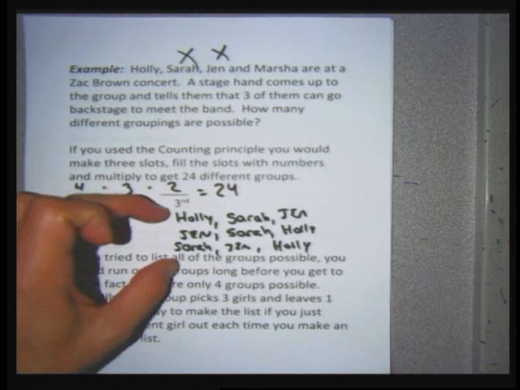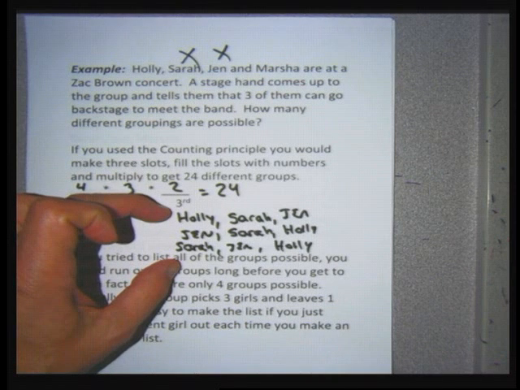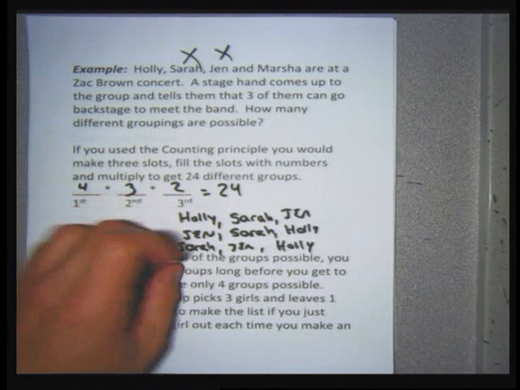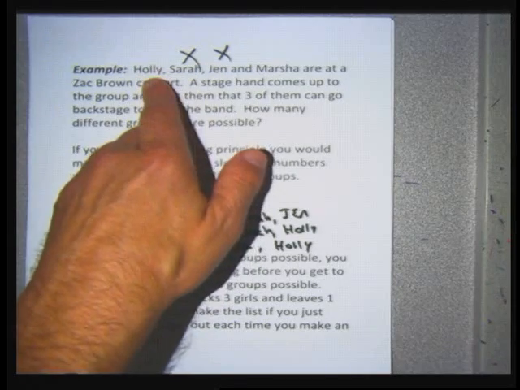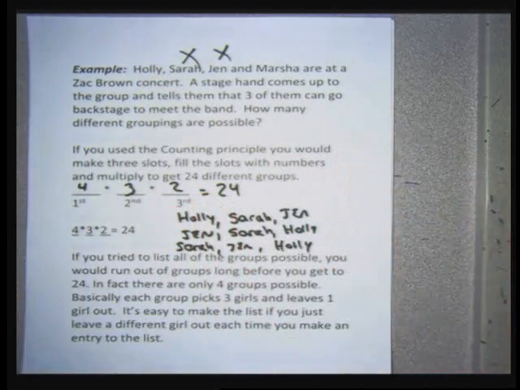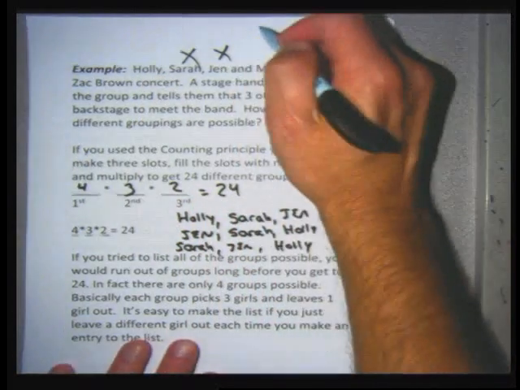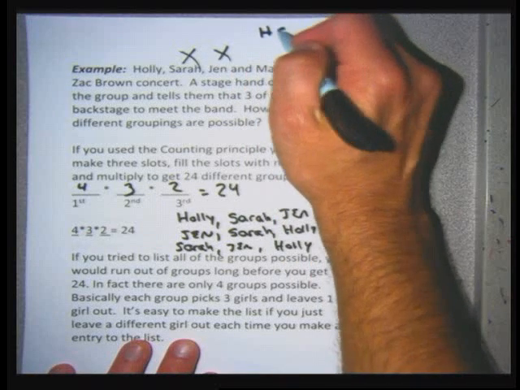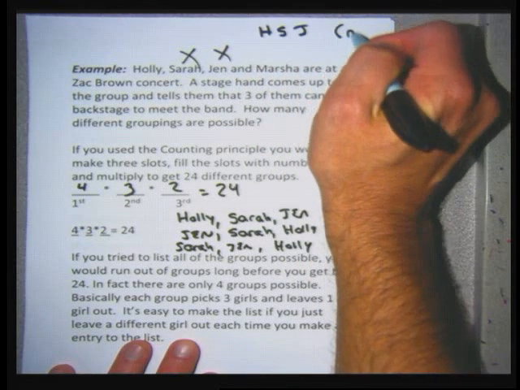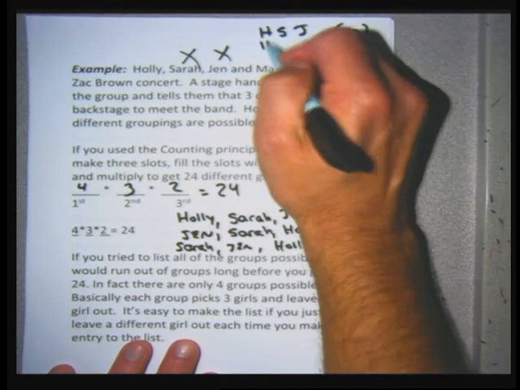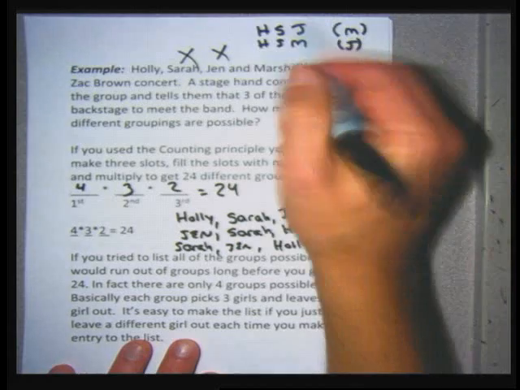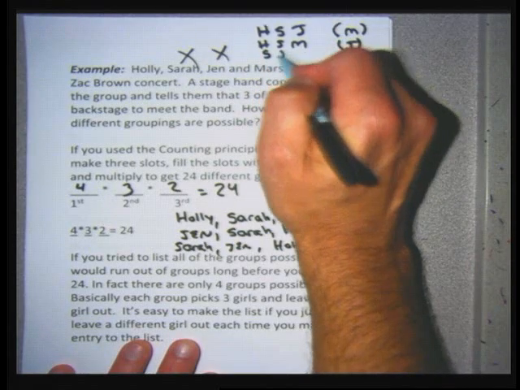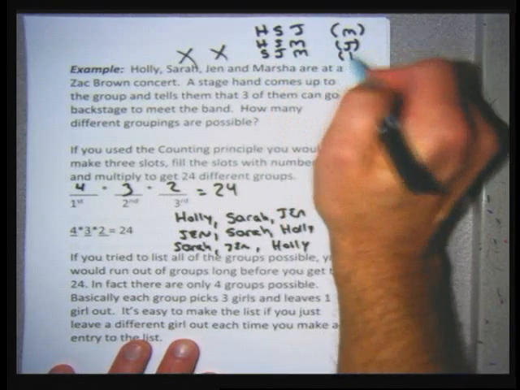This group right here is missing Marcia, so that's one group that could be sent backstage, the group that's missing Marcia. Another group that could be sent backstage is a group that's missing Jen, one that's missing Sarah, one that's missing Holly. There's going to be four different groups that are possible, and I can list them here. The groups are Holly, Sarah, and Jen, that's missing Marcia, and then Holly, Sarah, and Marcia, that's missing Jen, and then Sarah, Jen, and Marcia, that's missing Holly.